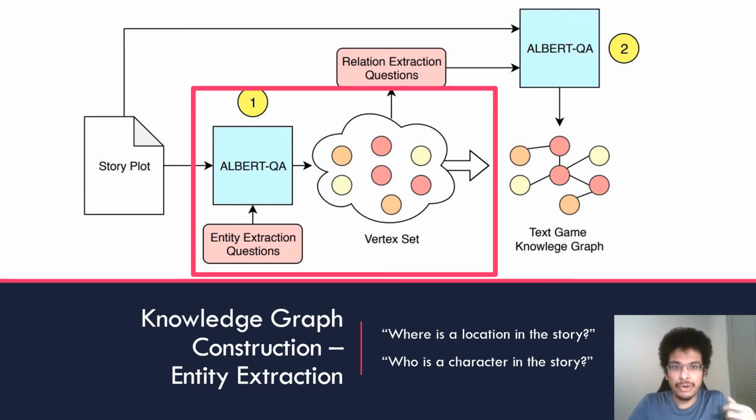This iterative process repeats until we have all the information that we need about the world, and this gives us a vertex set of all relevant entities that we want in this world.